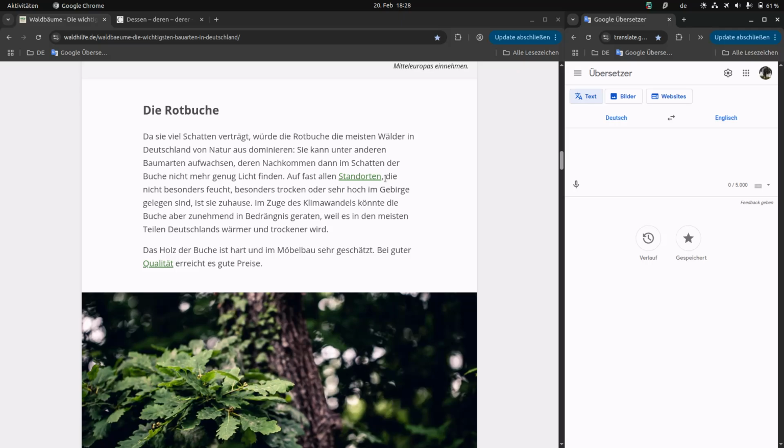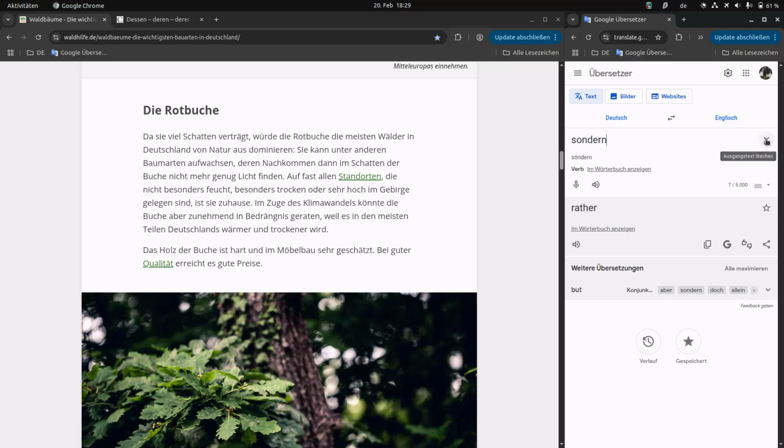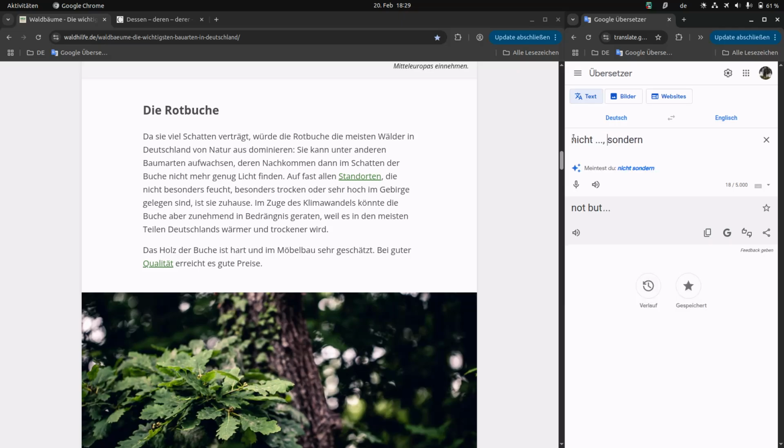Die nicht besonders feucht, that not really moist, nicht, not, besonders, really. This derives from the word sonder, something, whatever, sondern, which is also a preposition, I think. No, conjunction rather, but rather, for example. Nicht, sondern, not but, for example.